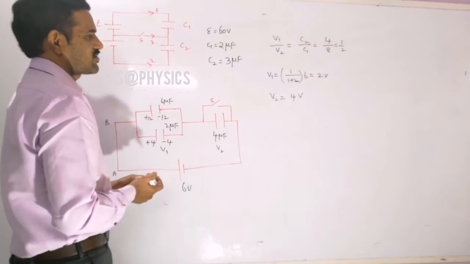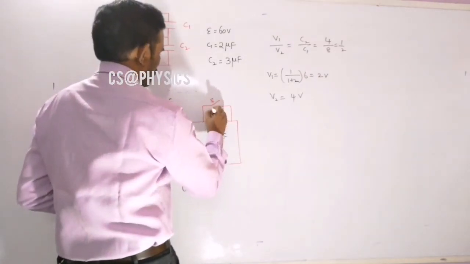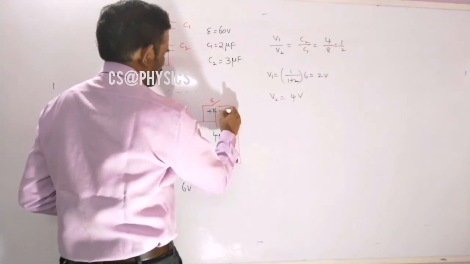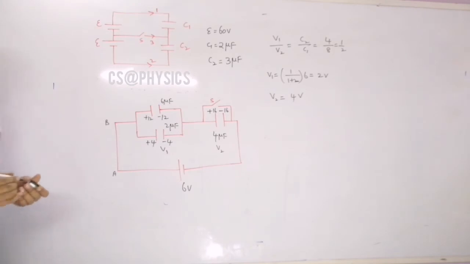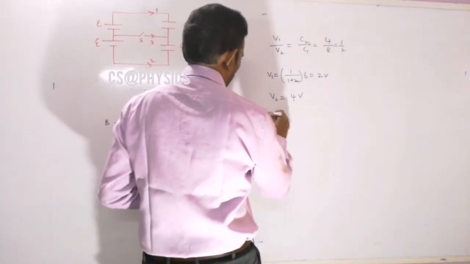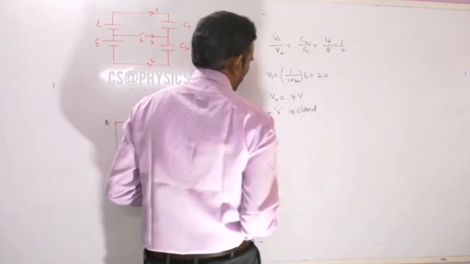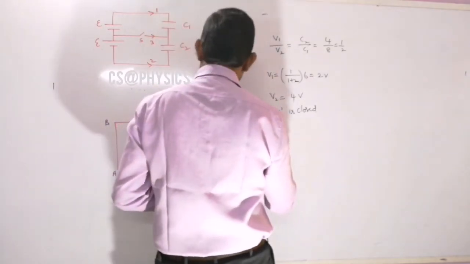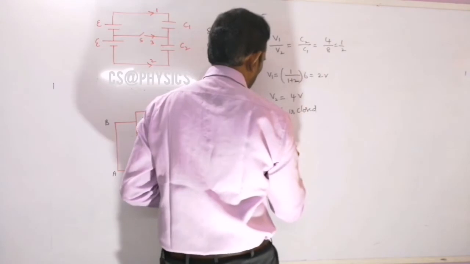And next similarly the charge on this. So here it is plus 16, minus 16, right? So that is the charge distribution before closing the switch. So once the switch is closed, so when S is closed, then you can redraw the circuit like this. I am drawing the circuit again here.